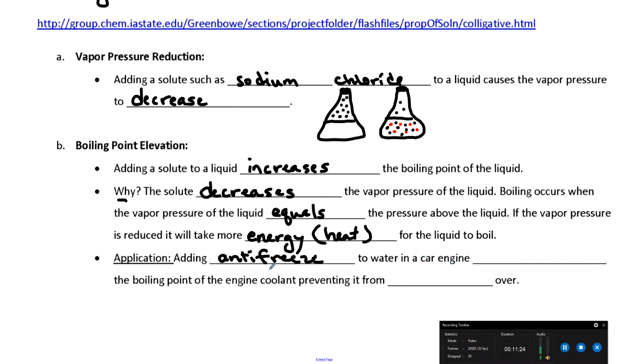When you do that, antifreeze is a solution. So it increases the boiling point of the engine coolant, preventing it from so-called boiling over. Right? So because it will boil at a higher temperature once that antifreeze is added, because that's a solution, the heat from the engine isn't going to cause it to boil, because it's going to require a much higher temperature before it will boil.